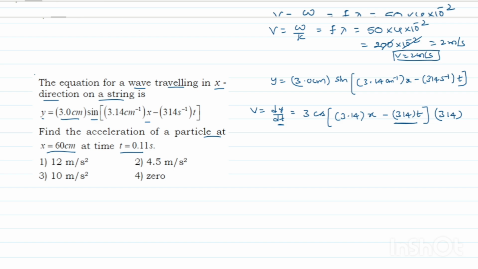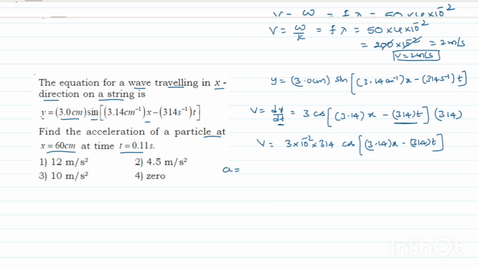So the velocity is equal to 3 centimeter, which we convert to 3 into 10 power minus 2, into 314, into cos of (3.14x minus 314t).